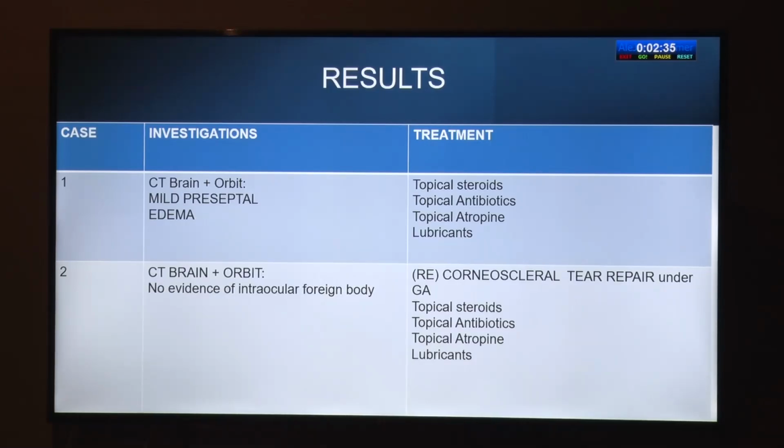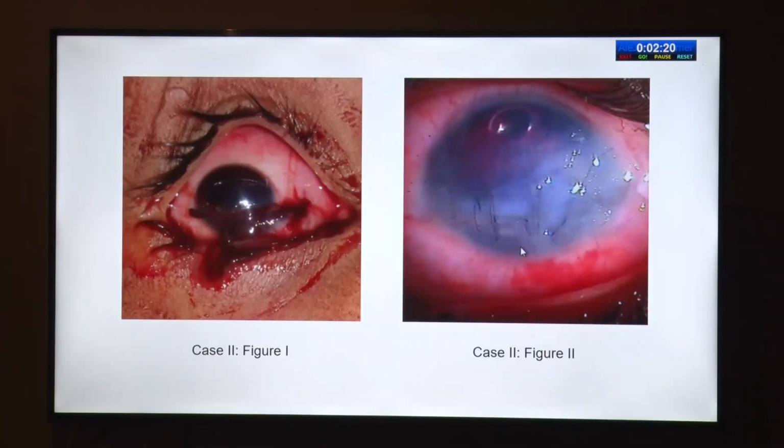In results, for the first patient and the second patient, we did a CT brain plus orbit, and the results were that in the first patient there was a mild preseptal edema, and in the second patient there was no evidence of intraocular foreign body, and a corneoscleral tear repair was done.